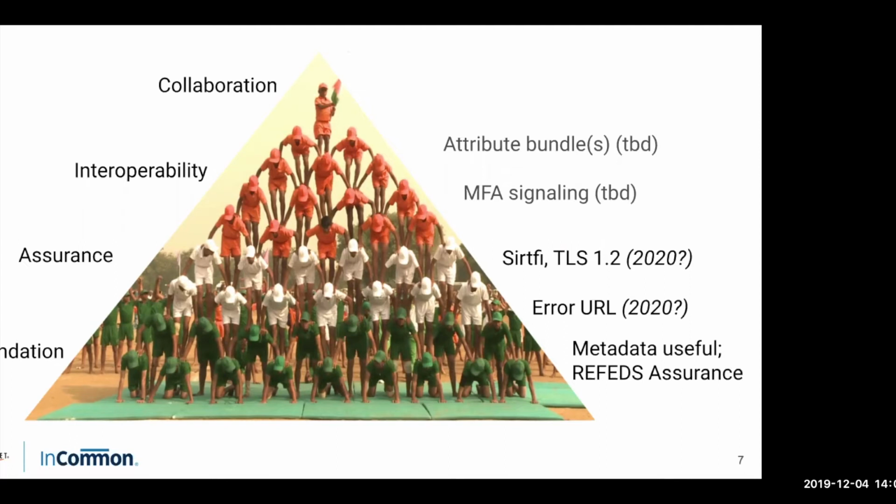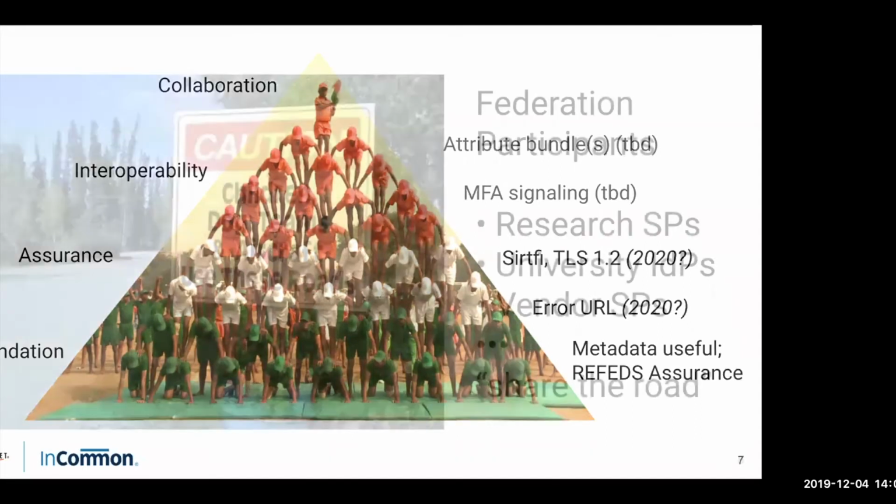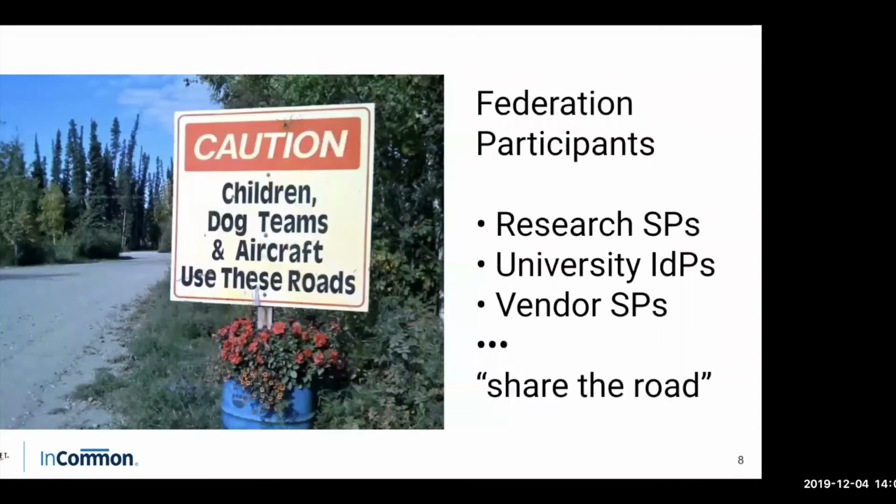So some of the additional elements we're looking at, and we'll talk about in a moment, are use of an error URL. Some people think that should have been part of the first foundation step. Certificate, TLS hardening, MFA signaling, that's multi-factor authentication, and attribute bundles.